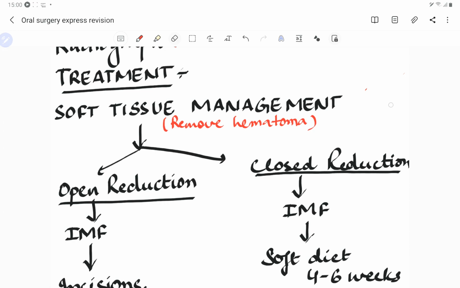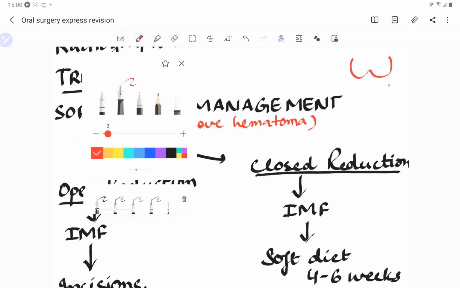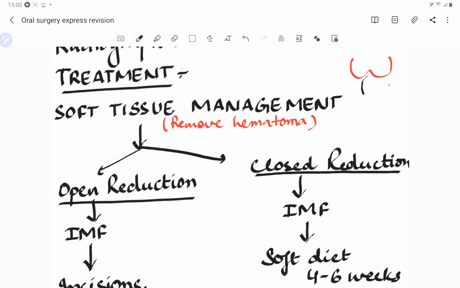So the good part is we have got the teeth. So if we get the teeth in occlusion, that means we have reduced the fracture segments. If we are unable to get it, then we have to go for the open reduction procedure, wherein we surgically expose and then we can see the bone fragments and then we approximate them. Either we put plates or we put screws, or we used to do it with wire also.